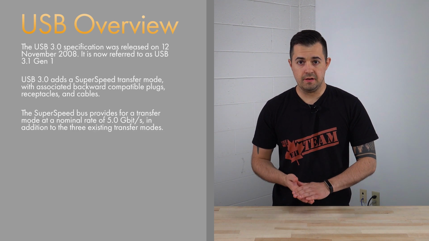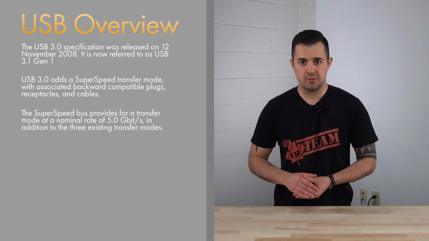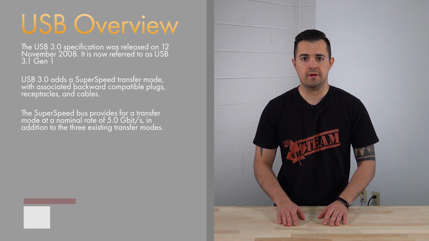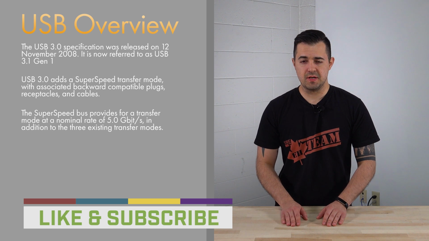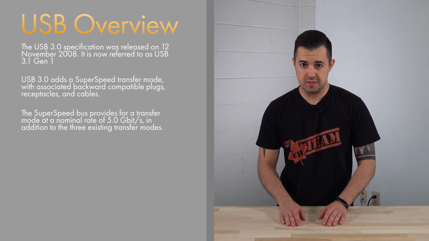Then 8 years later, in 2008, USB 3.0 was released, but now is commonly referred to as 3.1 Generation 1. In this revision, they increased the speed up to 5 gigabits per second. This is nearly 10 times as fast as USB 2.0.